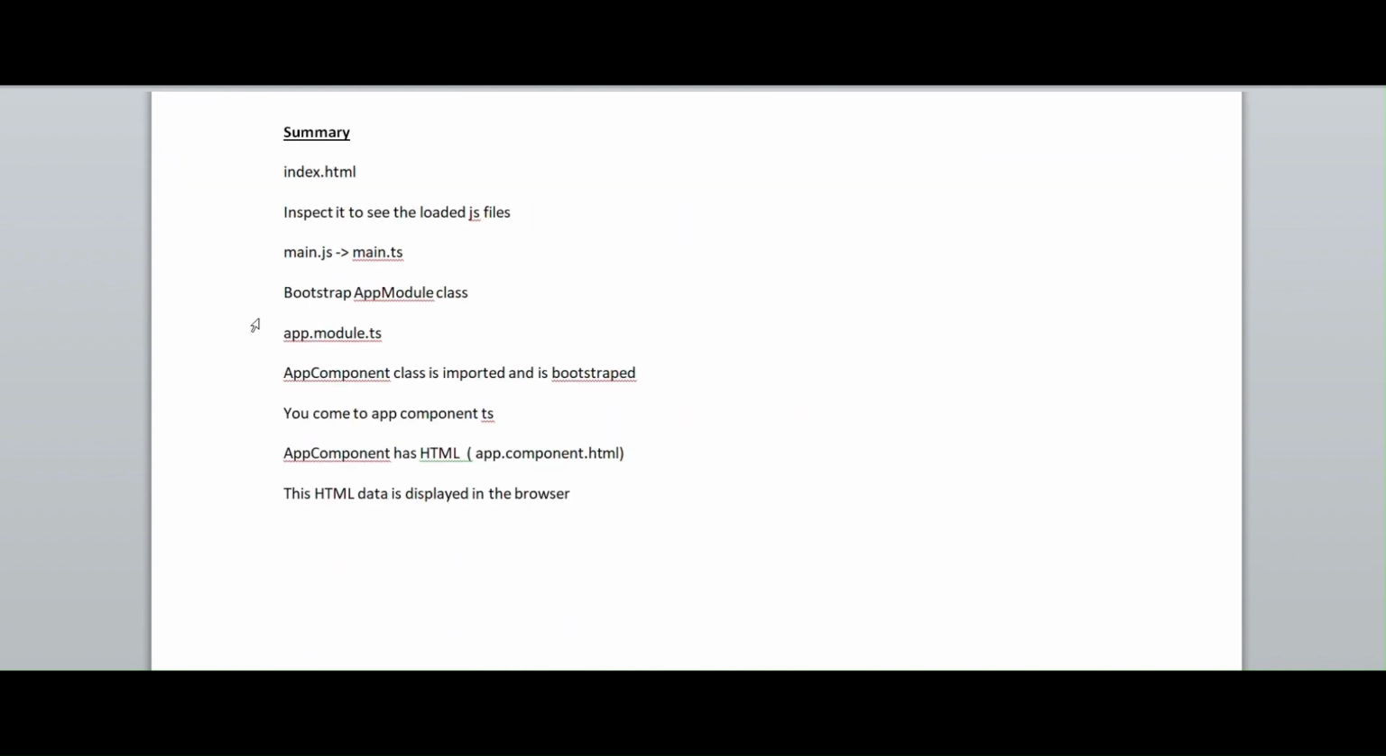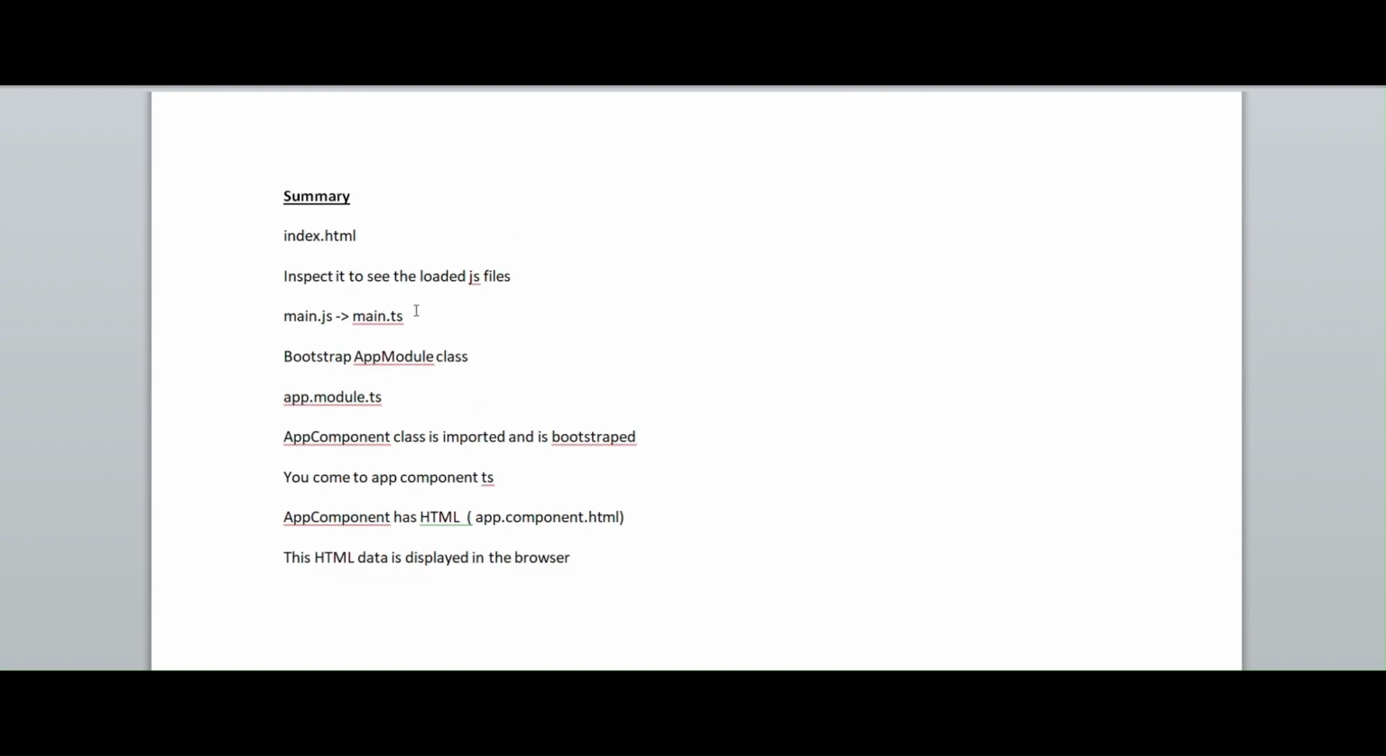So that's it. Coming to the summary section, what we understood is the first file to be loaded is index.html. From there it loads the JS files. Runtime.js is the first file which loads, followed by the other JS like vendor.js, styles.css, polyfills.js, and then main.js. Main.js loads the main.ts. This is the starting point of our application, and in main.ts we say bootstrap the app module.